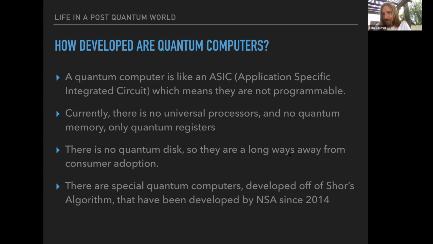How developed are quantum computers? A quantum computer is like an ASIC right now. That stands for application-specific integrated circuit, which means they are not programmable. Now, there is a language that Microsoft has created called Q#, and that's their attempt at starting to get people thinking about post-quantum algorithms. But the truth is that there's no universal quantum computer yet. It's all ASICs, just like computers were way back in the day.